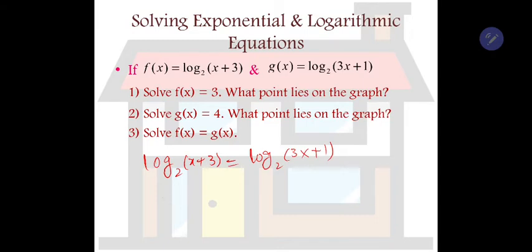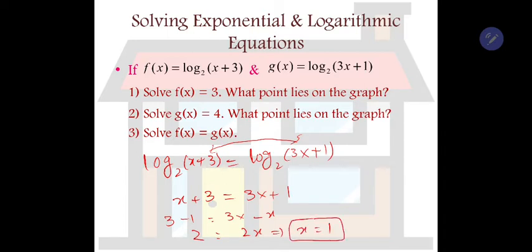You can use one of the properties of log here. We know when two logs with the same base are equal, then the numbers after the logs are the same. So x plus 3, we can ignore the logs now. We can say x plus 3 equals 3x plus 1. Now bringing the like terms together, x's on one side, the terms without the x's on the other side. So I have 3 minus 1 equals 3x minus x. This gives me 2x and this gives me 2, which means x equals 1. So this is the answer for the third part of this question.